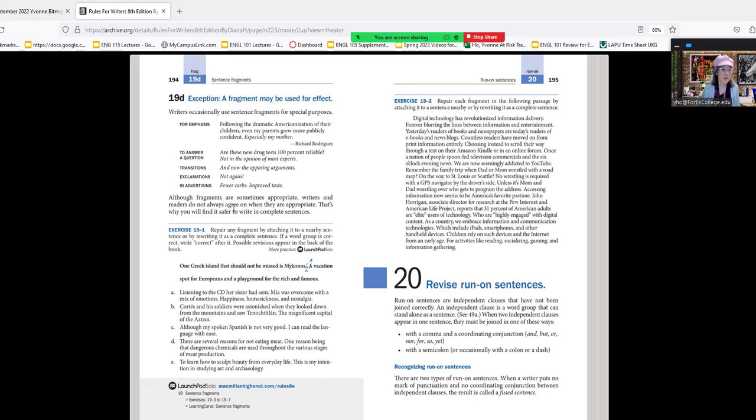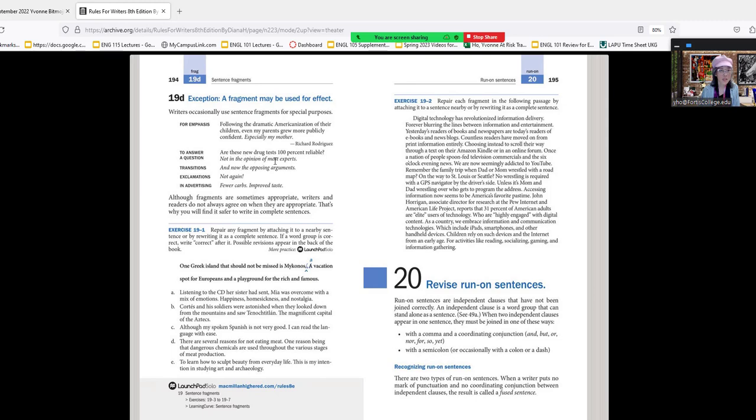In my opinion, if you're going to emphasize a fragment using especially, you should put a dash over here so that your English teacher understands that you know the difference between a sentence fragment, a complete sentence, and a dash.